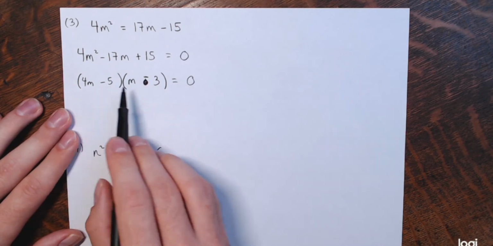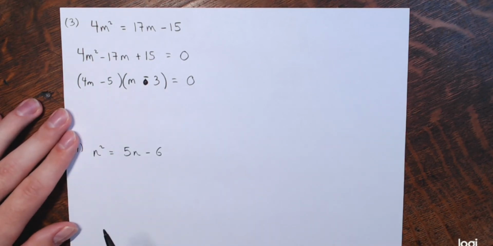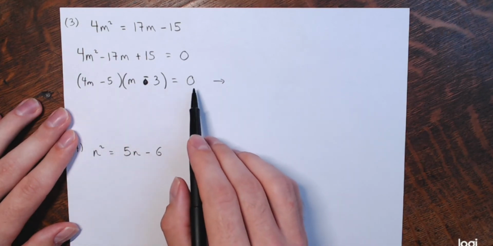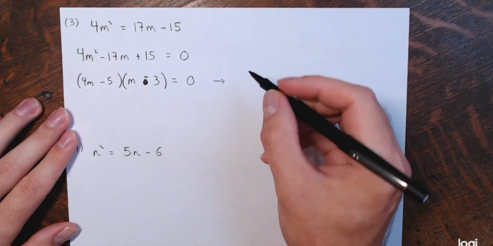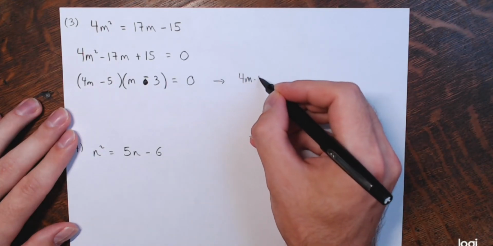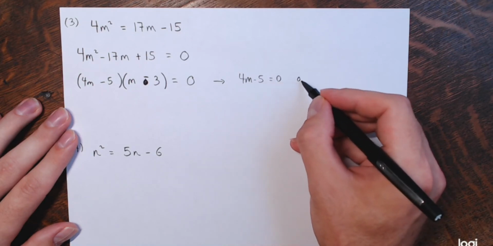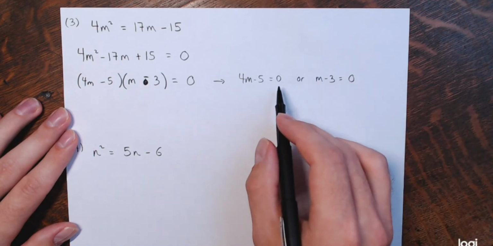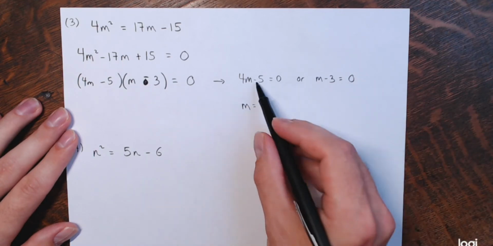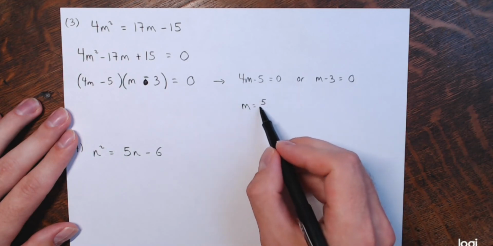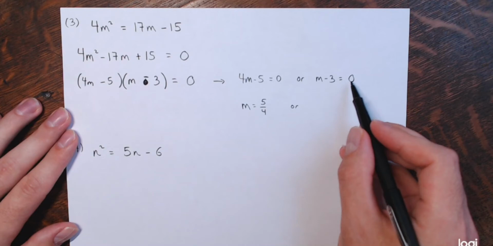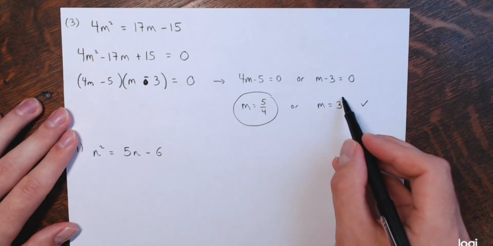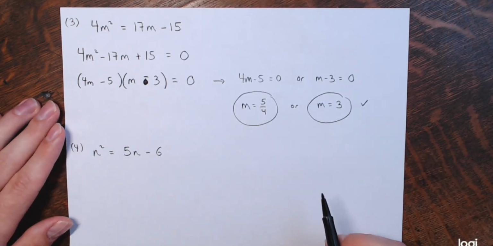All right, so 4m minus 5 times m minus 3 equals 0. And I have what I want, right? I have a product equal to 0, and then by that zero product property, either the factor 4m minus 5 equals 0, or the factor m minus 3 equals 0. And you solve each of these. So one solution to this equation would be positive 5/4, right? I would add 5 divided by 4 there. Another solution would be just m equals 3. And again, don't forget to check your solutions. I'll put a check mark to remind you. All right.